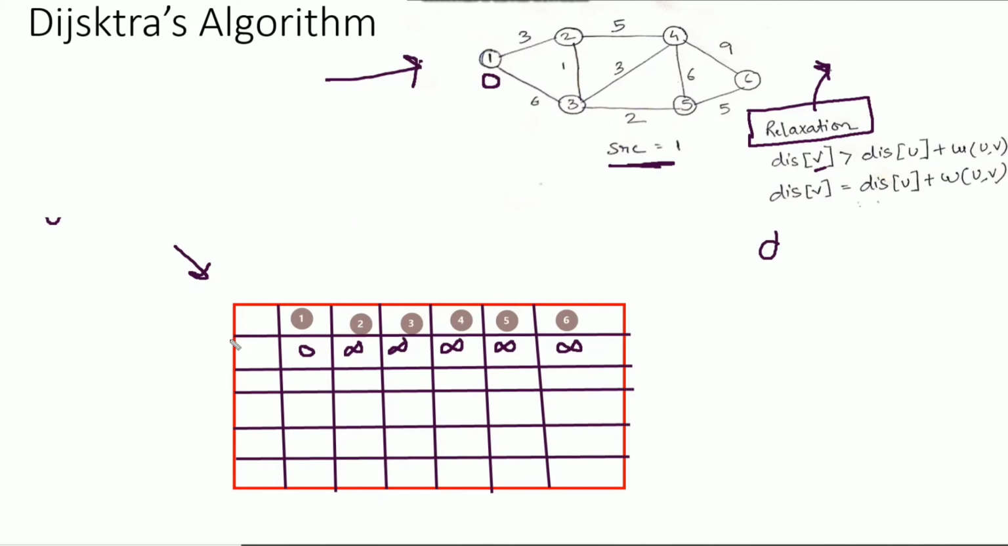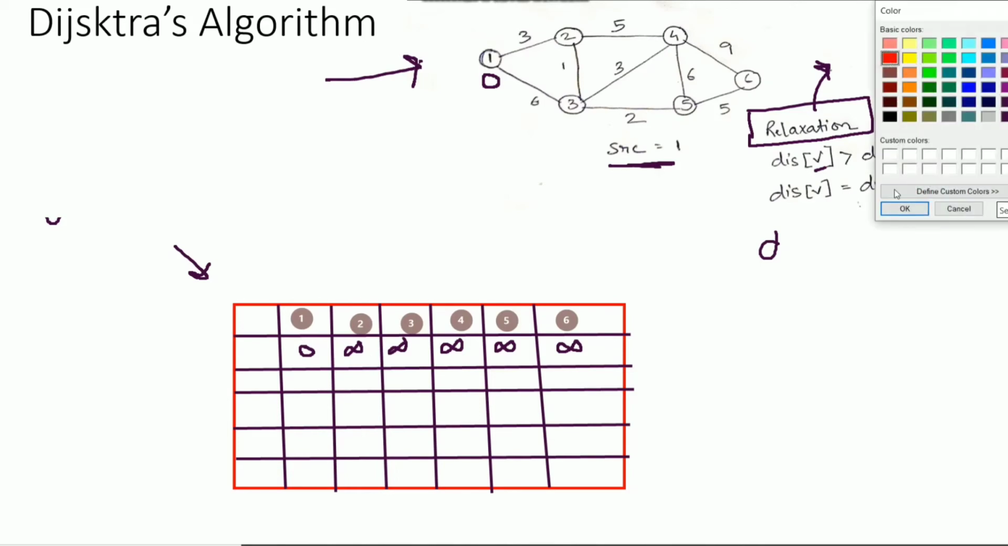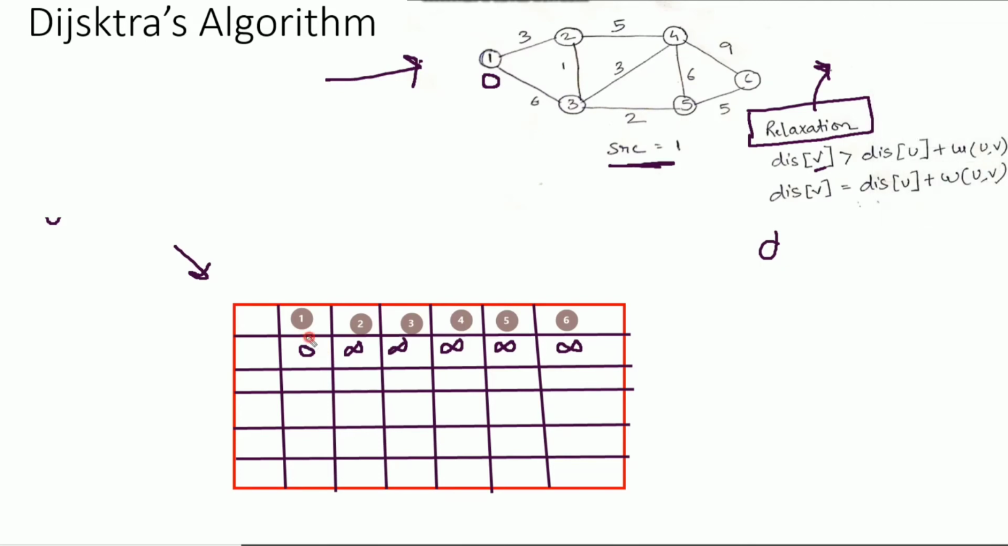Now I need to find the vertex having minimum value. If we see in this table, vertex 1 has minimum value, that is 0. So I will take vertex 1 and iterate over its adjacent vertices. Its adjacent vertices are 2 and 3. Then I will perform this relaxation operation.